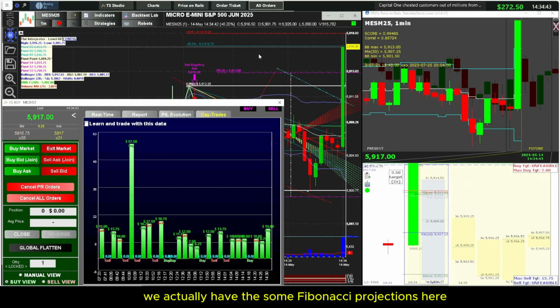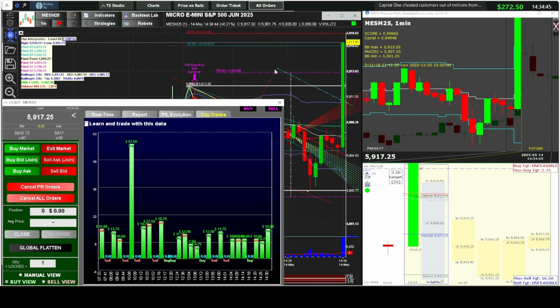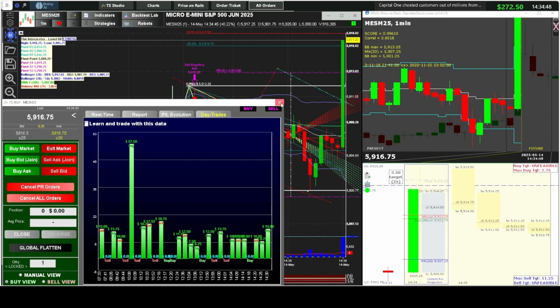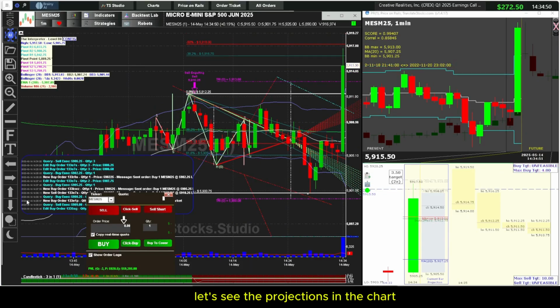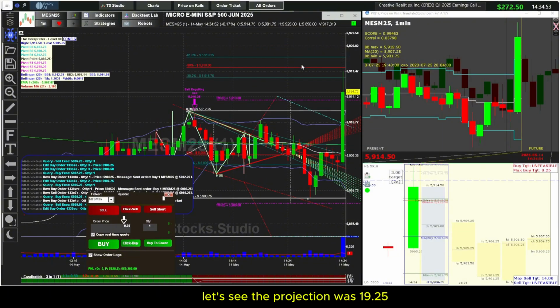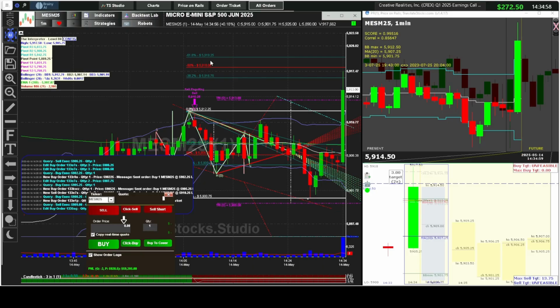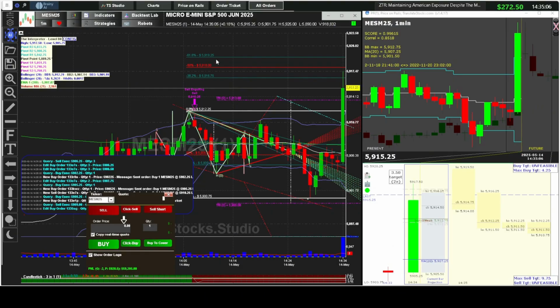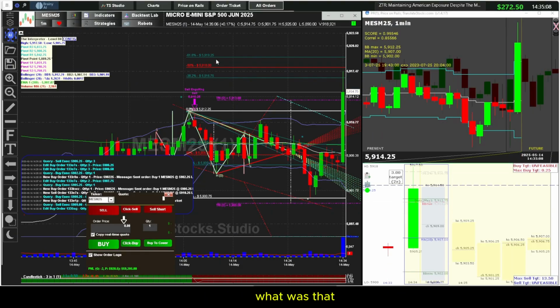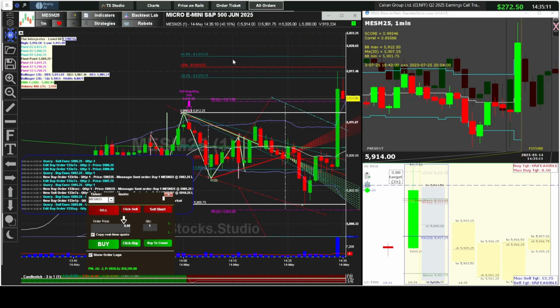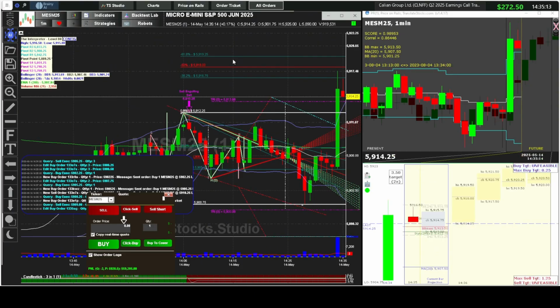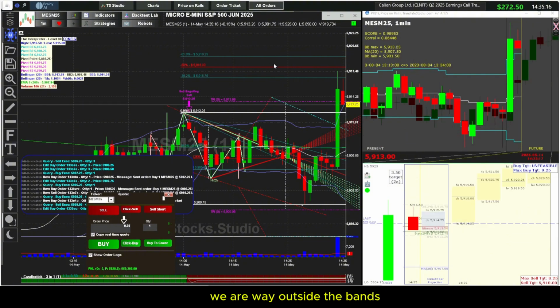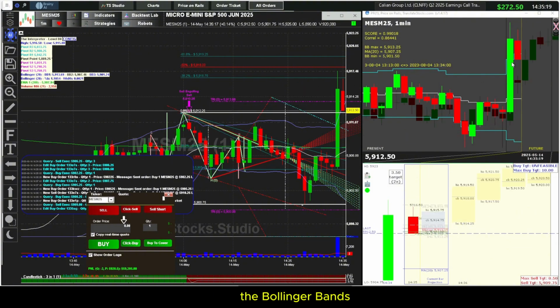We actually have some Fibonacci projections here. It's going. Let's see the projections in the chart. Let's see, the projection was 1925. The resistance that we have there is 1925. What was that? We are way outside the band, the Bollinger Band.